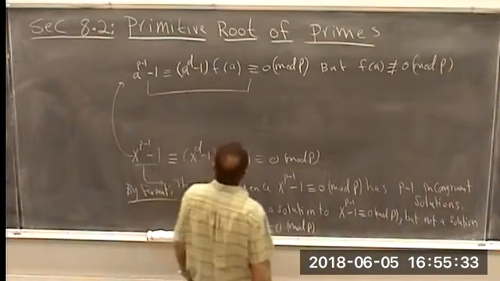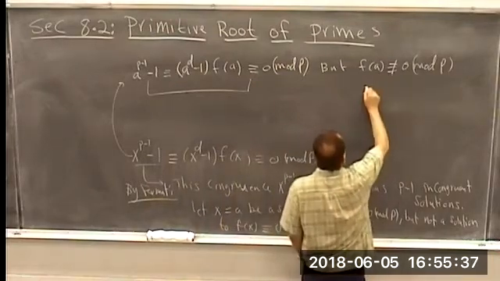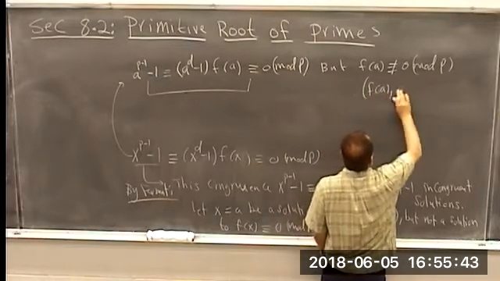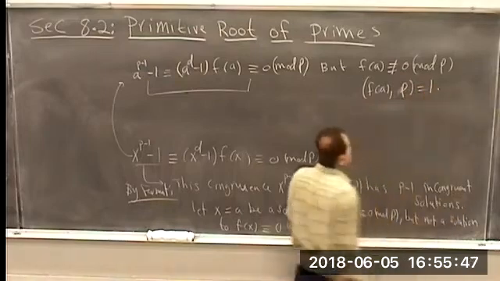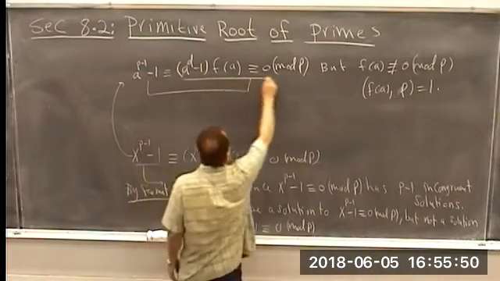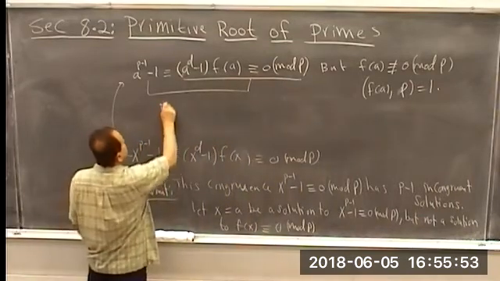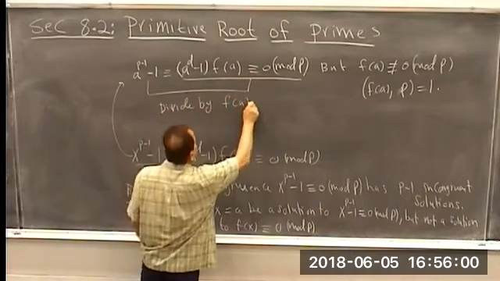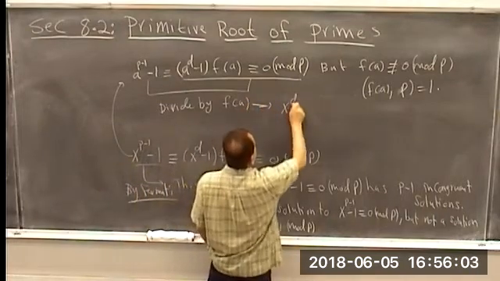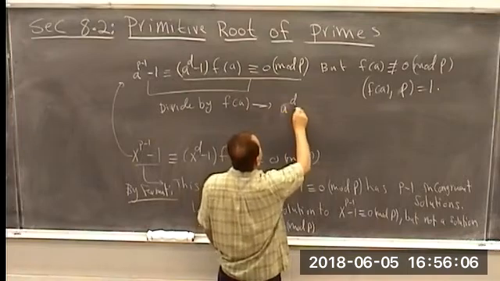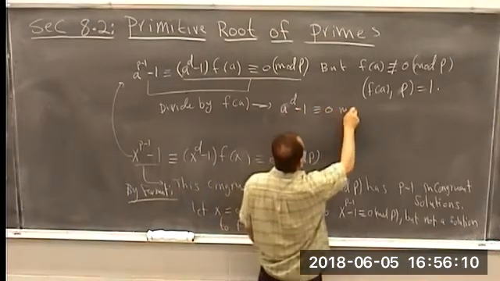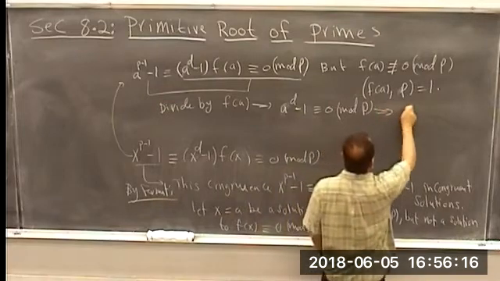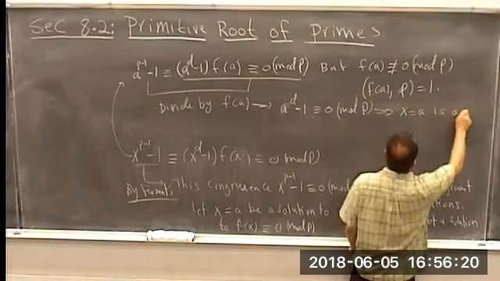All right, so this makes the greatest common divisor of f(a) and b equal to 1. Right? So we can take this and divide both sides by f(a), and this implies x to the d, a to the d minus 1 is congruent to 0 mod b, which makes x equal a a solution.